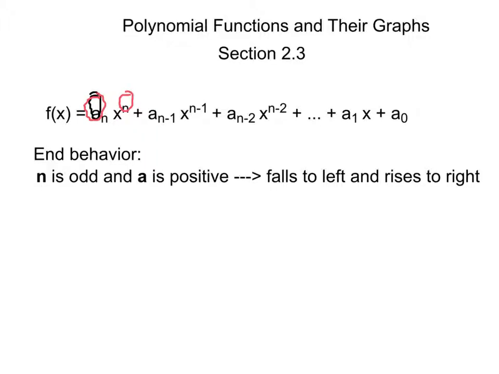So if n is odd, in other words, it's an odd degree polynomial, and a happens to be a positive number, then we can say that the graph falls to the left and rises to the right. Okay, so what do we mean by that? Well, basically, if you've got something like this, that means it's going to fall to the left, and it's going to do something and then rise to the right. It's going to look something like that.